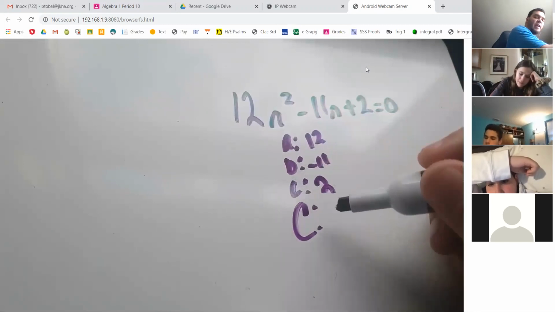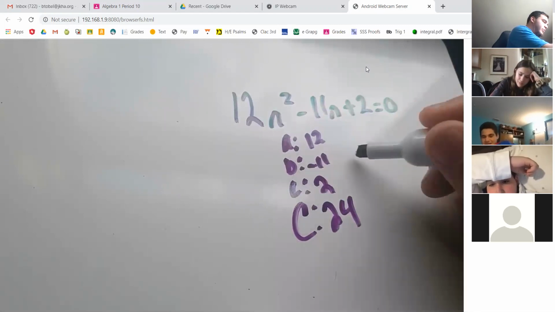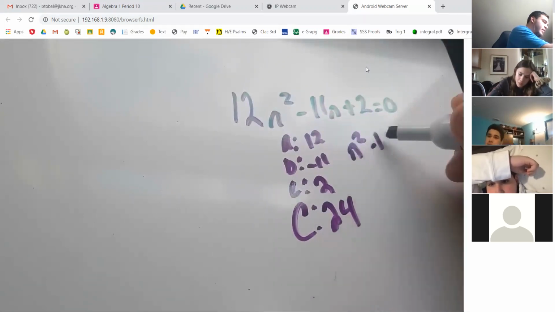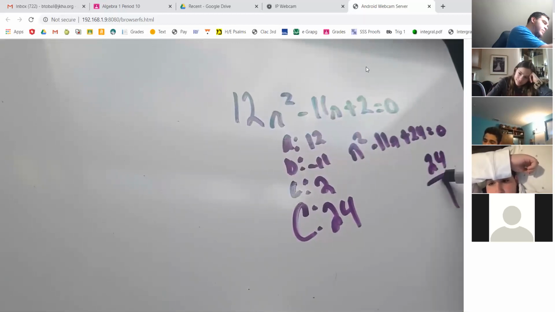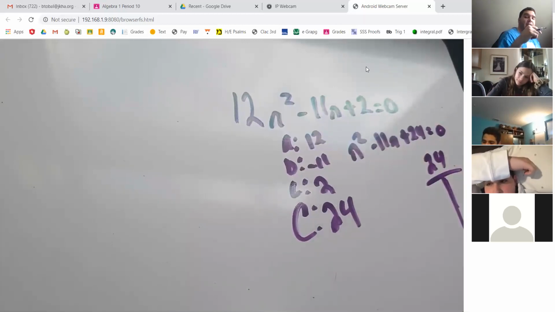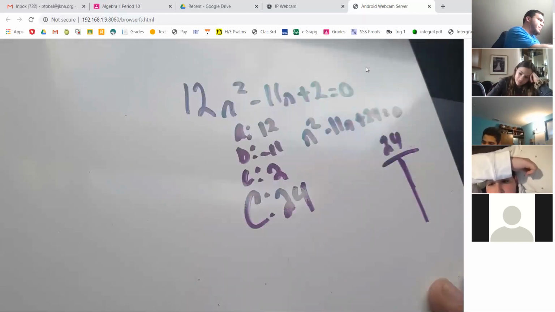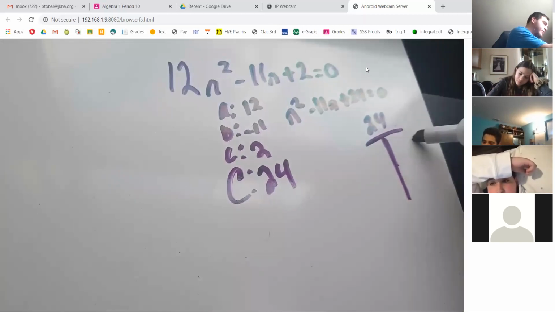Capital C is A times C, which is 24. So I'm just going to rewrite that as n squared minus 11n plus 24 equals 0. I multiply the 12 times 2 and it becomes 24. The 12 will show up at the end. So what multiplies to 24 and adds to negative 11?